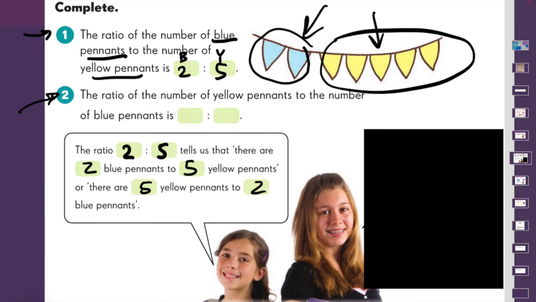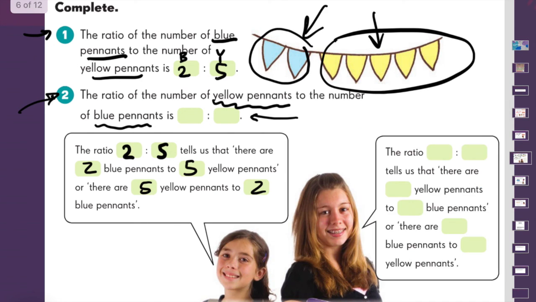This time they're switching the ratio that we're looking at things. So this one says the ratio of the number of yellow pennants to the number of blue pennants. Think about what your ratio would be and then see if you can predict what the blanks would be in this phrase. All right, so comparing yellow pennants to the blue pennants.